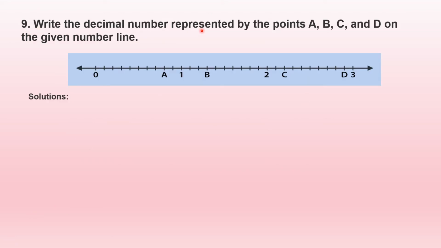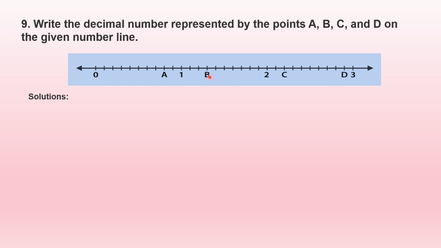Write the decimal number represented by the points A, B, C and D on the given number line. So we are given one number line 0, 1, 2, 3. So we have some alphabets A, B, C, D. We are asked to write what decimal number it represents. So A is between 0 and 1. So 0 is the whole number before A. So 0 point, how many divisions? 8. So 0.8. A is at 0.8.